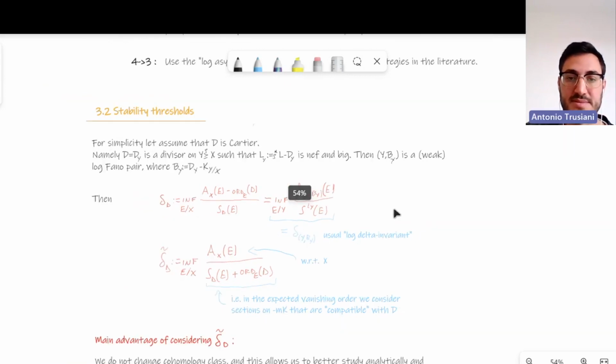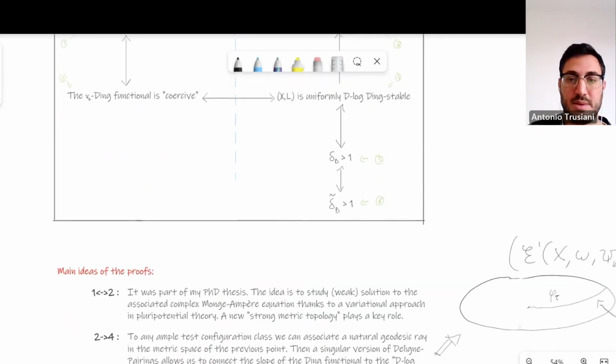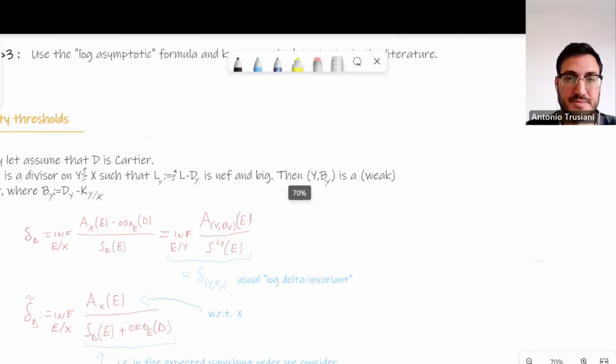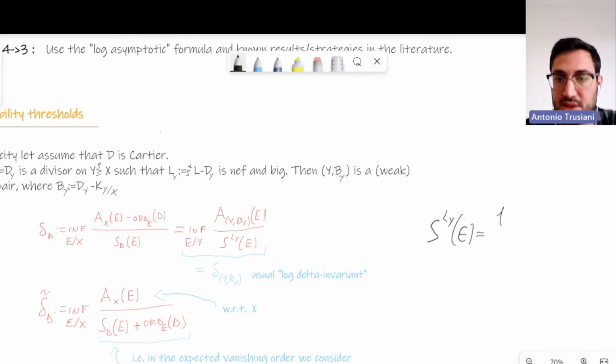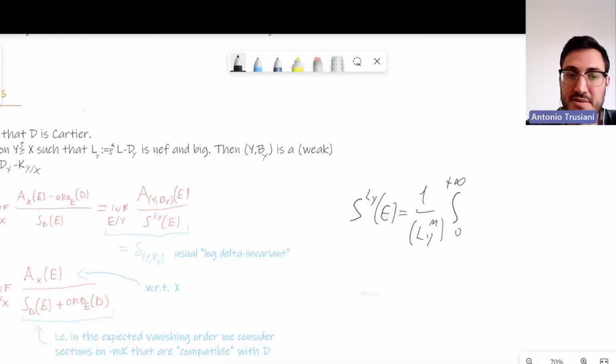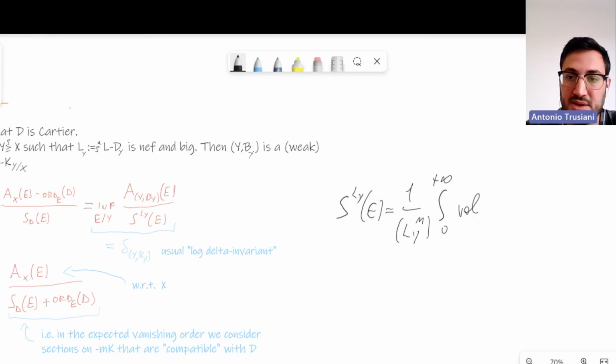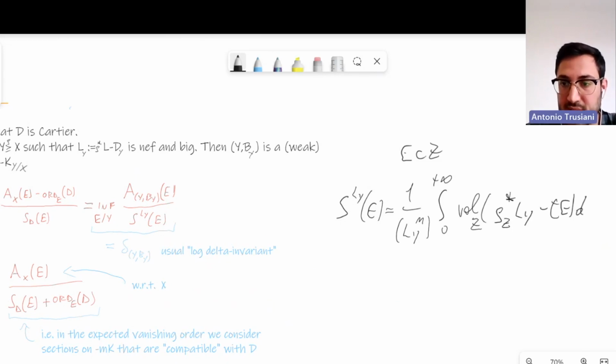Maybe let me write it down. It's better. This S_{L_Y}(E), as you can imagine, is given by 1 over (L_Y)^n, the integral from 0 to plus infinity of the volume of the sections on Z, if E is in Z, of L_Y minus t times E, dt. We have that Z dominates Y.